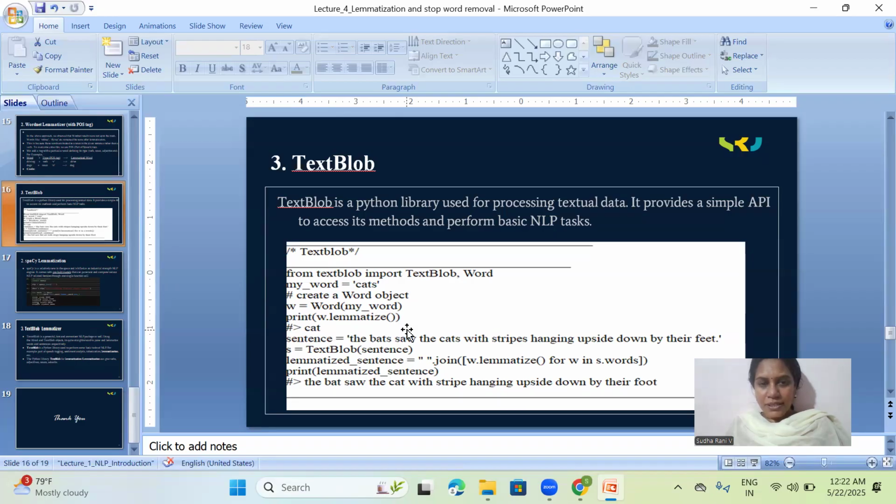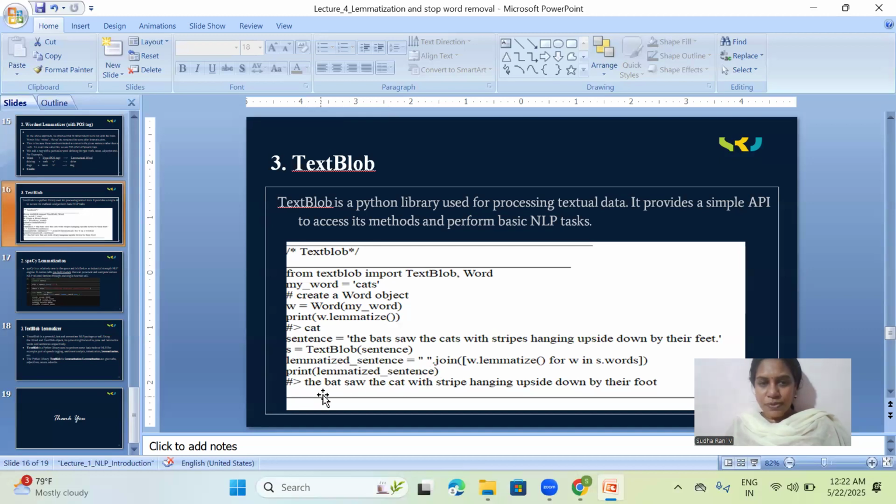Perform the lemmatization. Again, we are taking the sentence: "The bats saw the cats with stripes hanging upside down by their feet." s = TextBlob(sentence), and here we are using the TextBlob lemmatization, s.words.lemmatize, to get the lemmatized sentence.